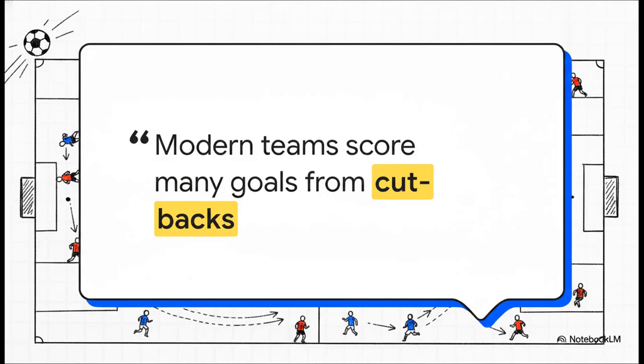There's a saying out there that modern teams score many goals from cutbacks because they often find teammates arriving late into the box. And it's so true. Cutbacks are just absolutely lethal in today's game. Pulling the ball backwards from the byline perfectly targets those late runners, and it completely throws off a retreating defense because, well, they're all facing their own goal.